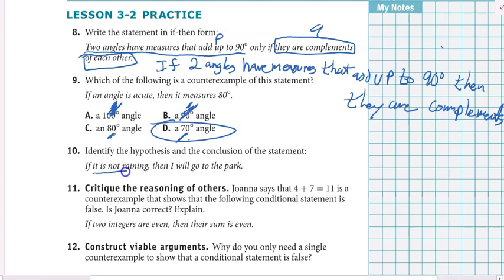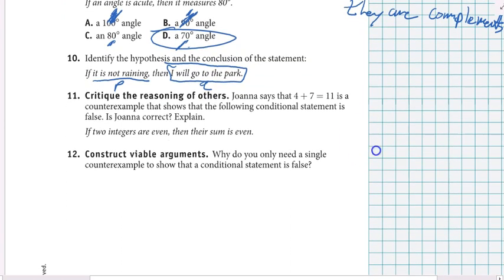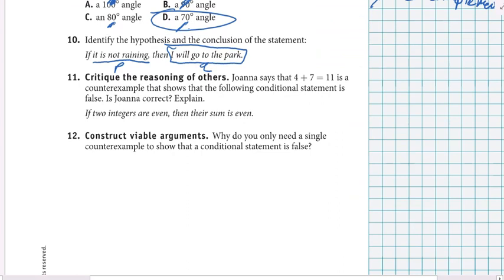For number 10, identify the hypothesis and conclusion of this statement. Pretty easy at this point, I think. Hypothesis is this part right here, everything after the word if. The conclusion is this part right here, everything after the word then, and we can use P and Q to identify the hypothesis and conclusion.